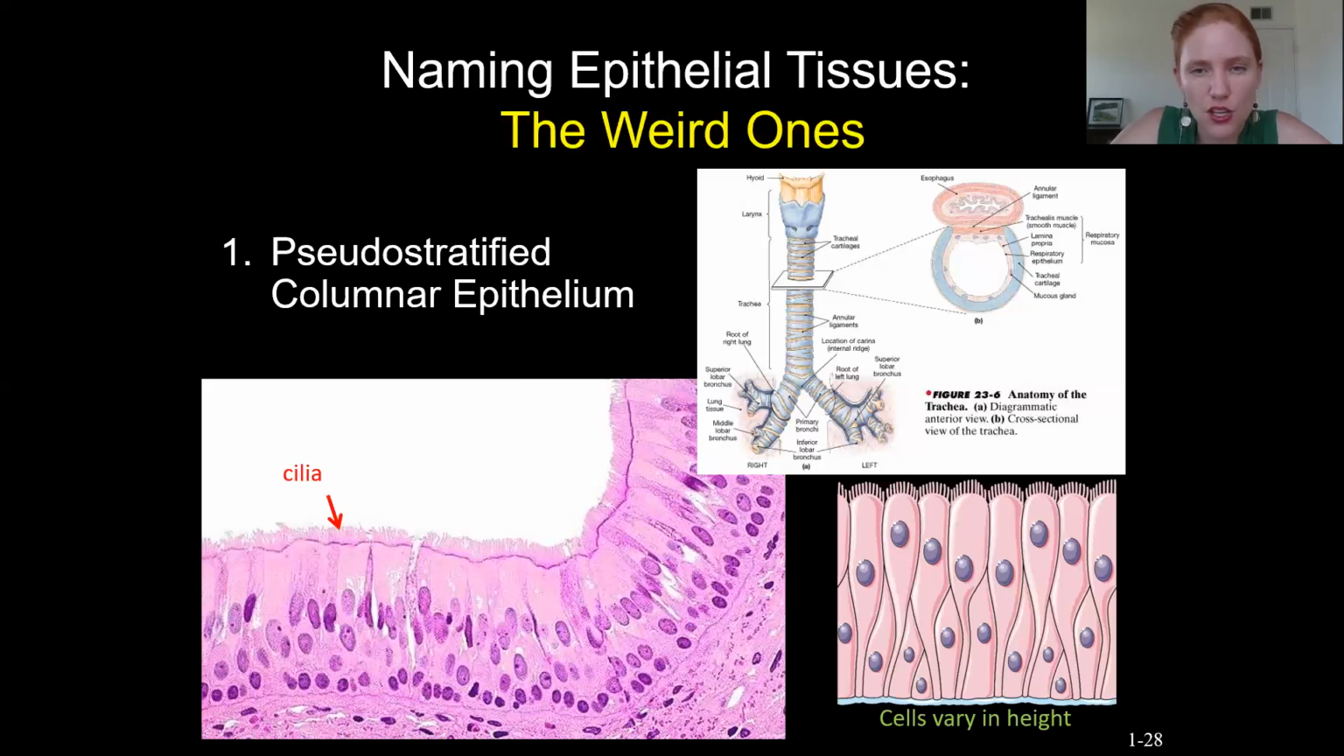Okay, so those are going to be found in the trachea, and the little cilia create little currents to move mucus up and out of the lungs, to get rid of debris and pathogens and things like that. Okay, that's the first weird one.